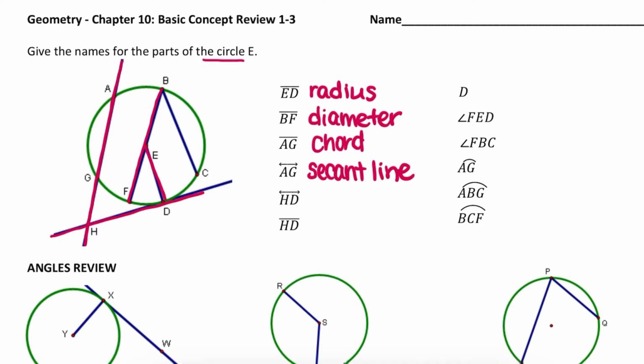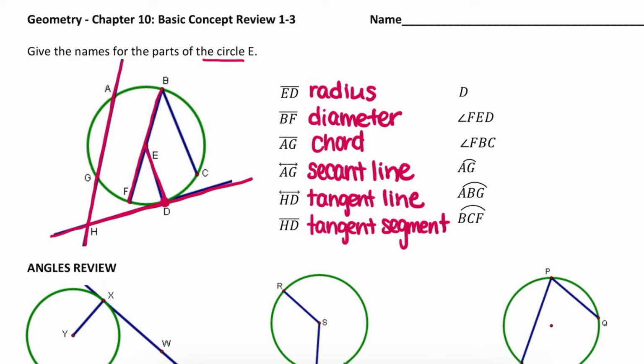HD only touches the circle at one point, at point D, so it is a tangent line. Segment HD is just part of that tangent line, so we call it a tangent segment. Point D is the point where it touches, so that's the point of tangency.